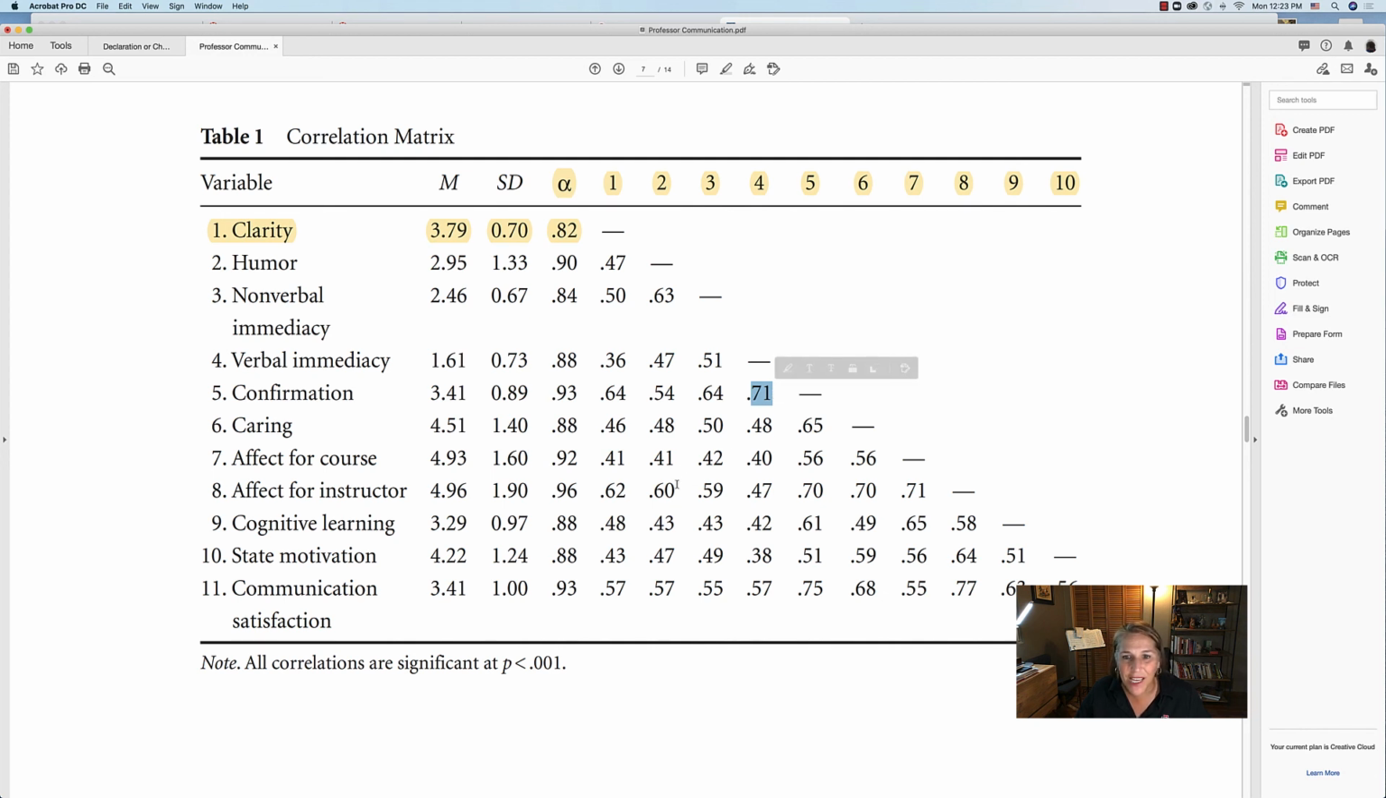So now I'm scanning. I've got another 70, I'm getting all excited. 71, I've got a 77 here. I think that's it right there. Remember, these are alphas over here, so don't include those. This is a 77. So I have got the highest positive correlation here is between number 11, communication satisfaction, and up, number 8, affect for instructor.